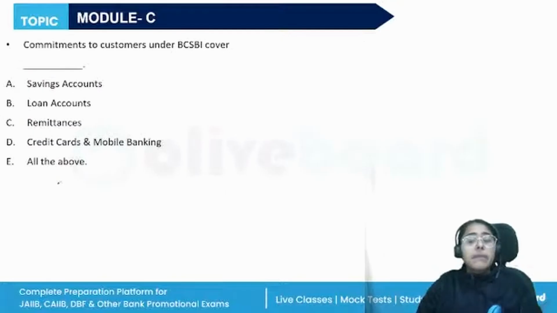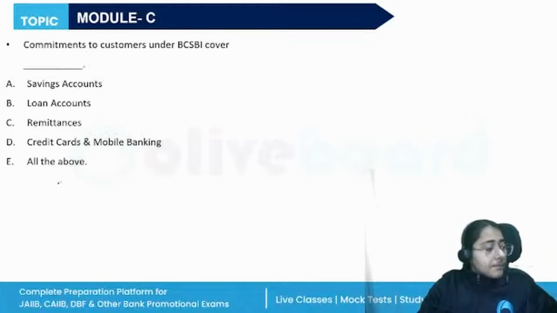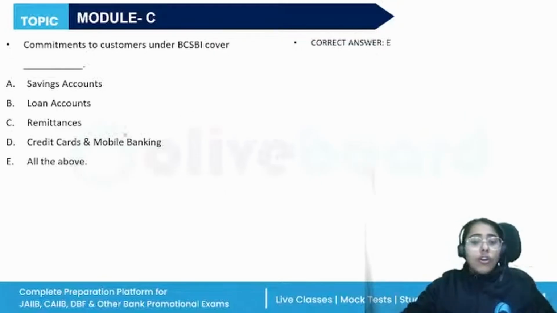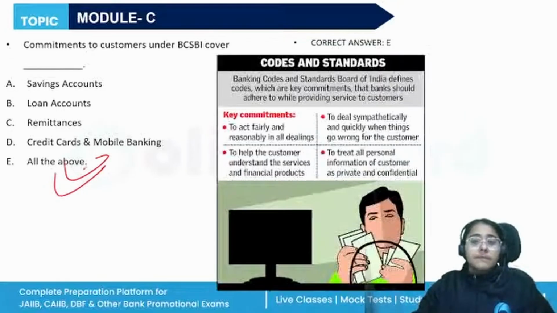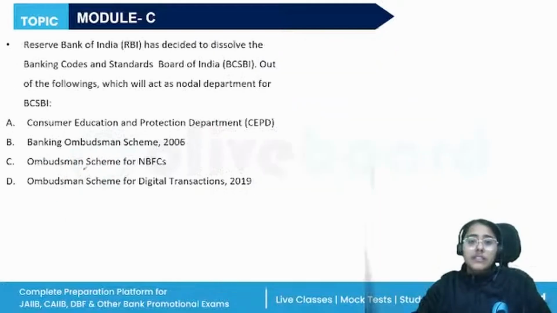Next, commitment to the customers under BCSBI. Again, which products are covered? Savings account, loan account, remittances, credit cards and mobile banking. Which products and services are covered under the BCSBI commitment to customers? Again, all of the above are covered. These are the key commitments when dealing with individual customers.